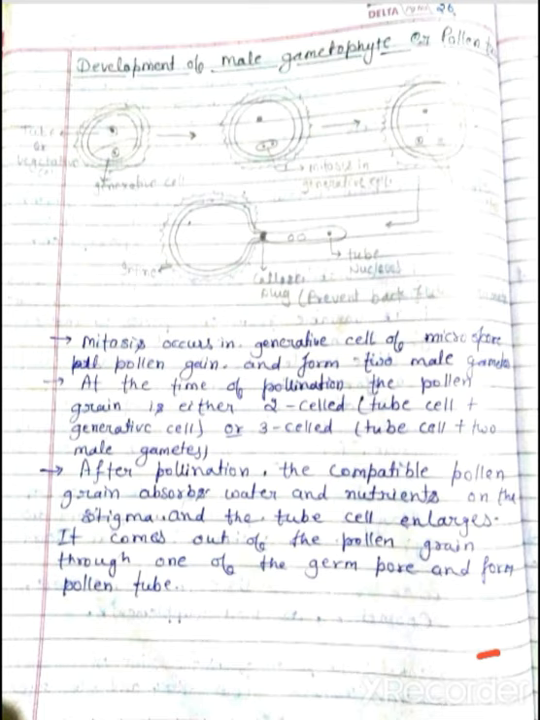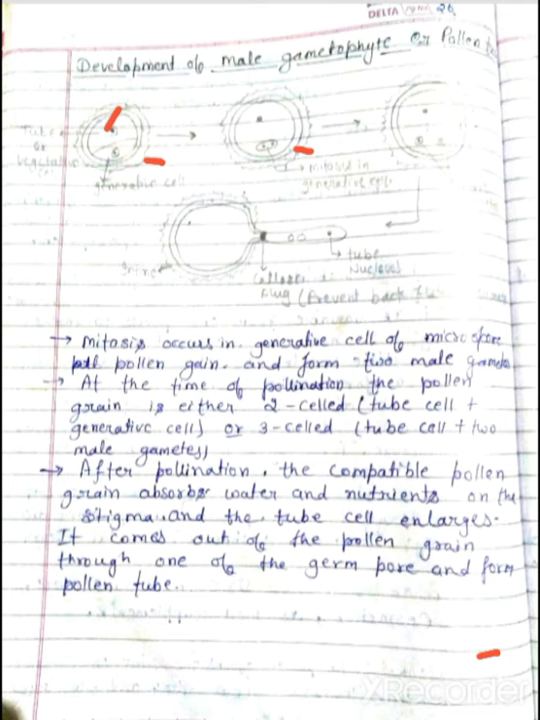You know very well that after division, two types of cells are generated inside the pollen grain, that is the generative cell and the vegetative cell. There are two separate parts and two separate nuclei. Here is the generative cell and here is the vegetative cell. So mitosis division occurs in the generative cell and forms two nuclei.